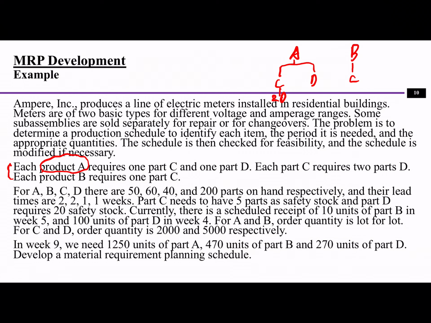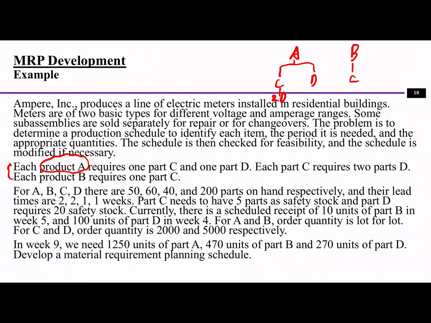Then now let's look at the next paragraph. It says for A, B, C, D, there are 50, 60, 40, and 200 parts on hand, respectively. We already have those parts, with certain numbers. And their lead times are 2, 1, 1 weeks. And part C needs to have 5 parts as safety stock. Part C needs to have 5 parts as safety stock, and part D requires 20 safety stock.